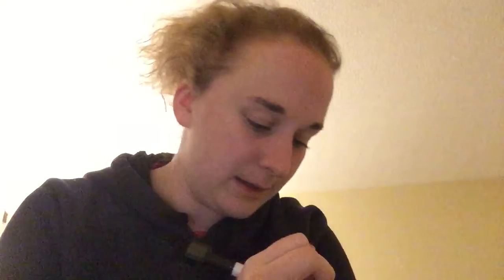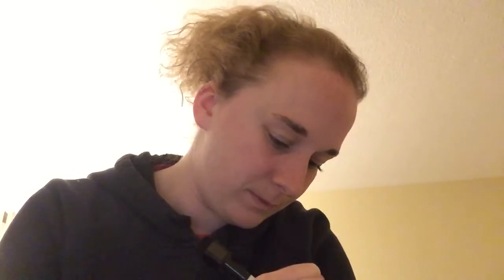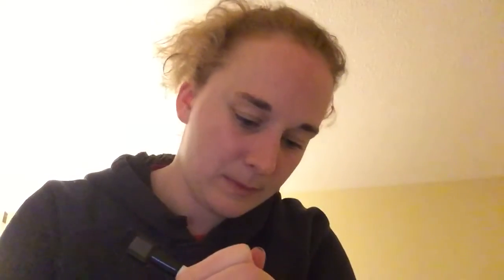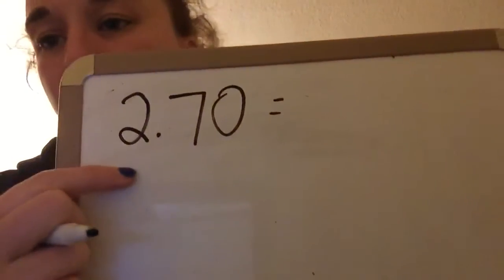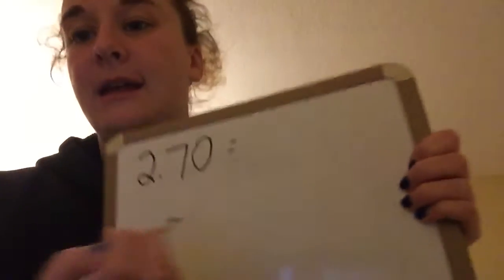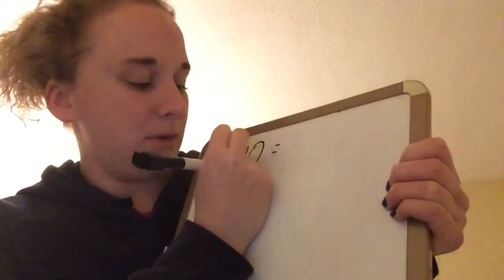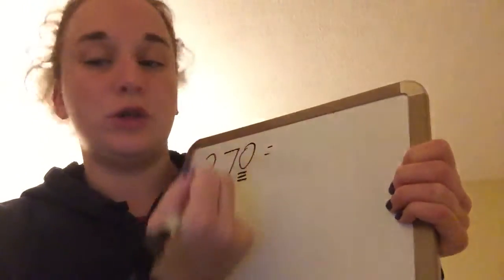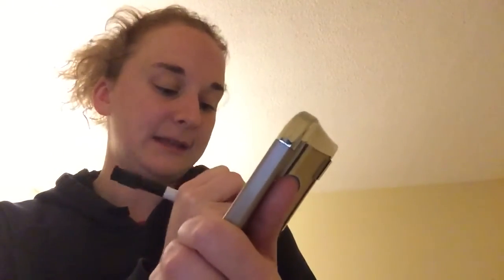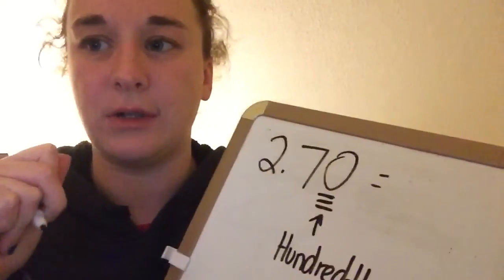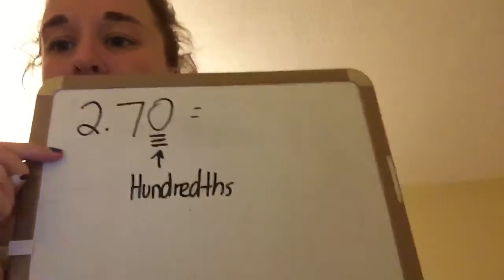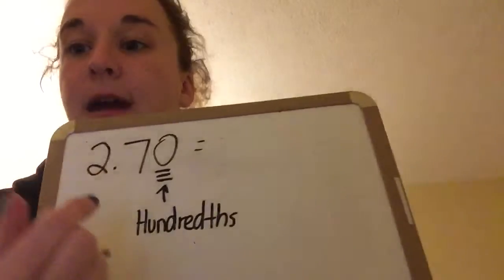Sometimes you may have a number that looks like this. So we have 2 and 70. Now I notice my last place value is 2 spots after the decimal. So the 2 spots after the decimal is called the hundredths place. Now remember, when I say tenths and hundredths, they have a TH at the end. It's very different from the tens and the hundreds place. So I have 2 and 70 hundredths.